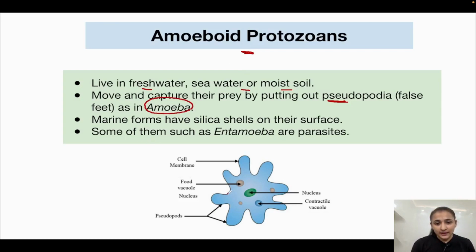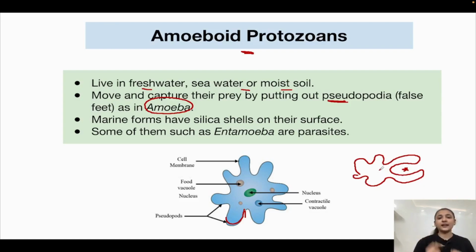As you can see, the amoeba is producing pseudopodia. These structures are known as pseudopodia. They capture their prey by putting out these pseudopodia, which are also known as false feet. So जैसे ही कोई prey आएगा, it will produce these pseudopodia and engulf it. For example, this is the prey. तो amoeba produce these pseudopodia, these finger-like projections are pseudopodia, और उसको engulf कर लेगा prey को.